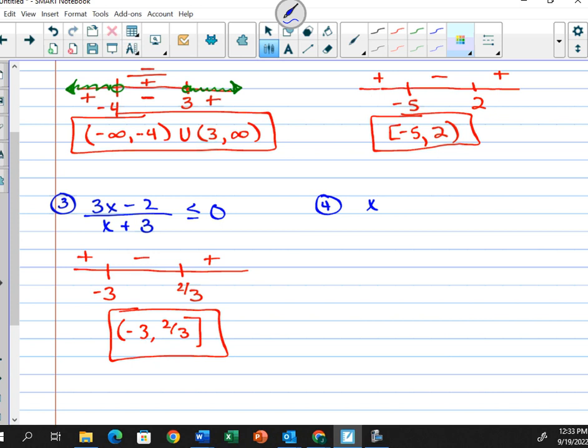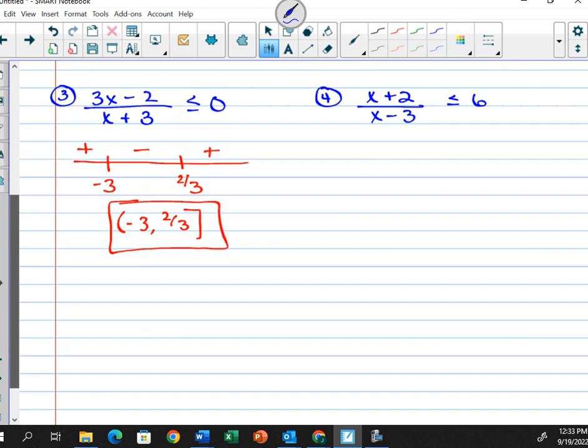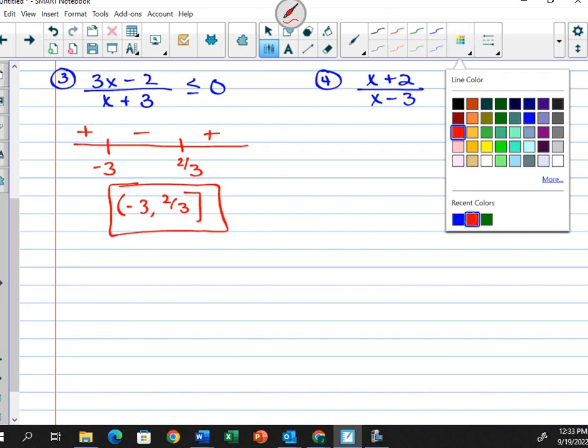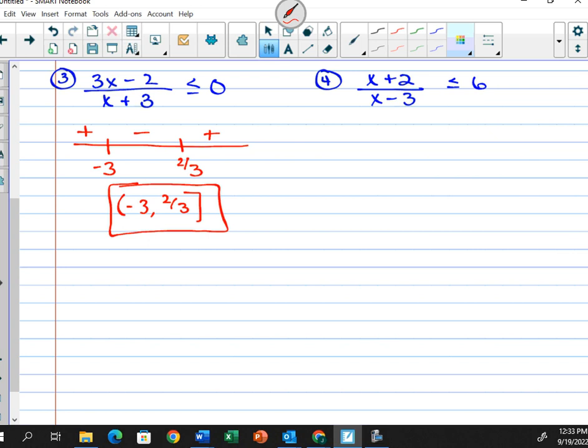You see it? Okay. All right, x plus 2 over x minus 3 is less than or equal to 6. We'll do this one together. What's different this time? Yeah, what do I need on that side? 0. Okay, so I'm going to bring the 6 over, and now I can't just smush it into the fraction, right? Remember, it's over 1. How do I subtract fractions? What do I need?